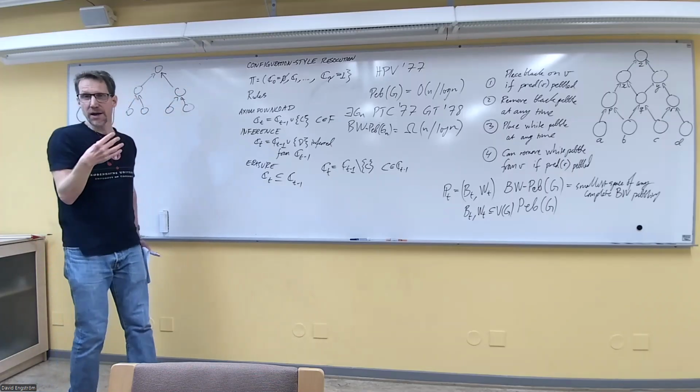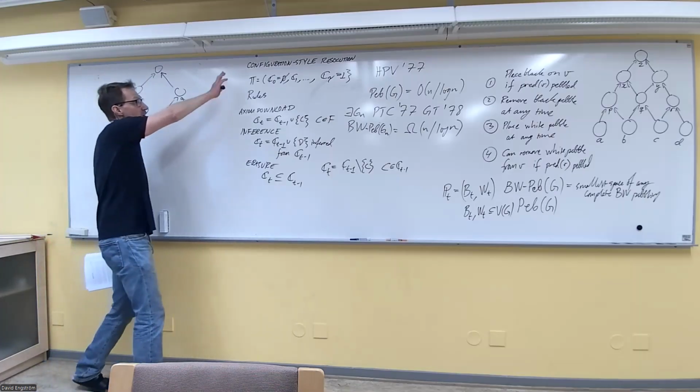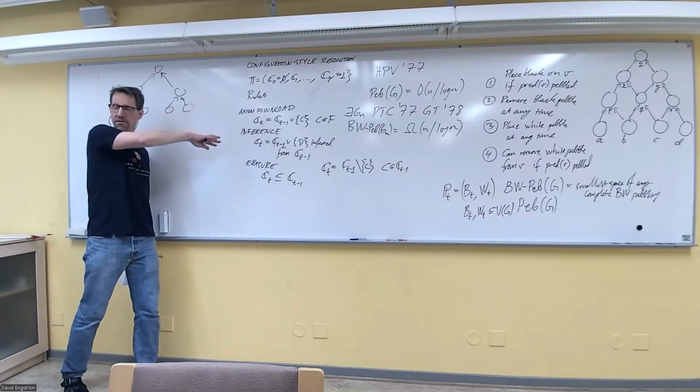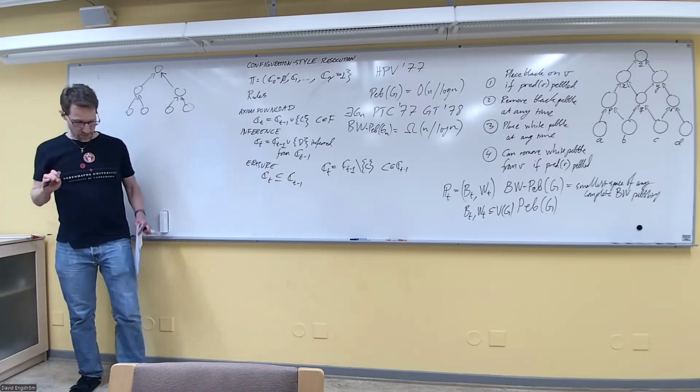So you see now that if I take the proof tag and perform a black pebbling of it, that will be a valid pebbling. And that will be a valid configuration style proof. Am I making sense? Okay.